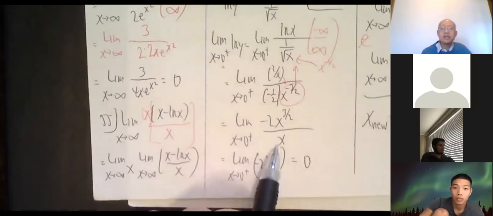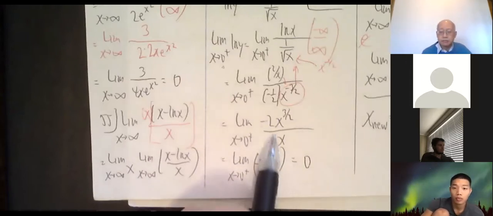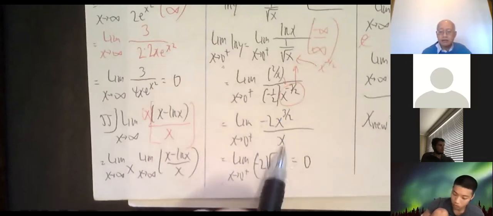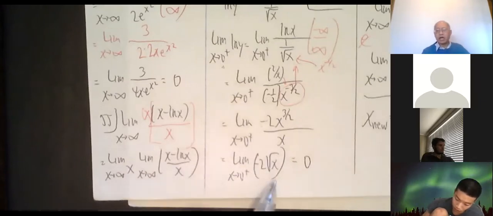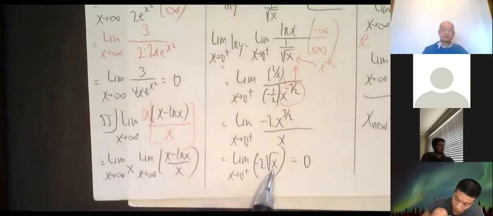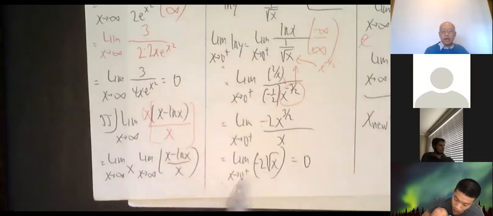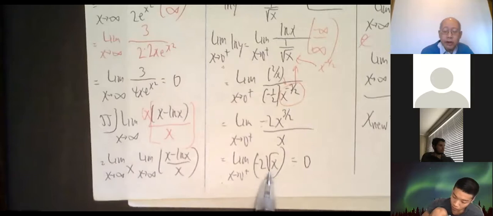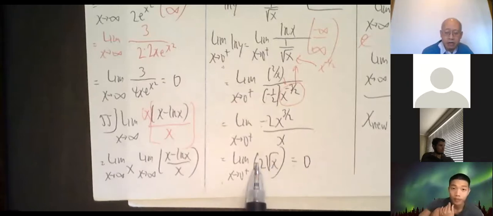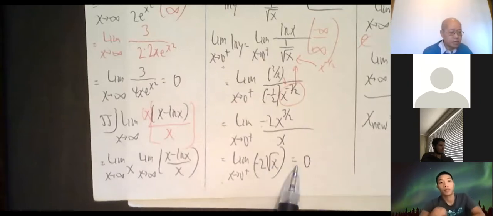And what's that divided by that? X to the 3/2 over x to the 1 is x to the 1/2, or square root of x. And there we go. So now when x approaches 0 from the right, 0.1, 0.01, 0.001, that's close to 0, times a negative 2, which is still 0. Okay, so the limit is 0.